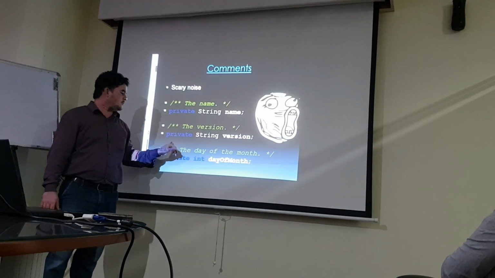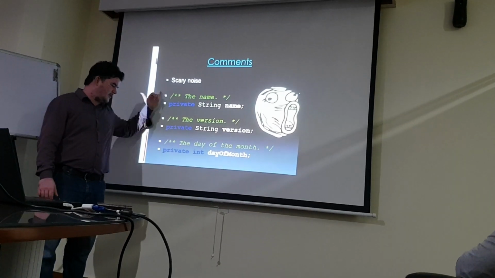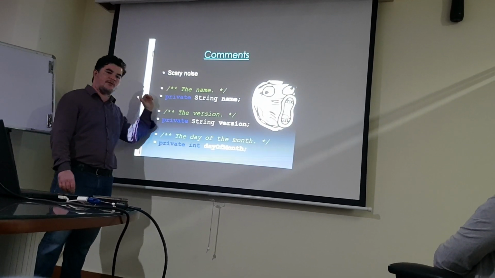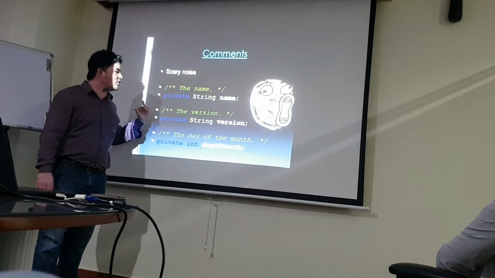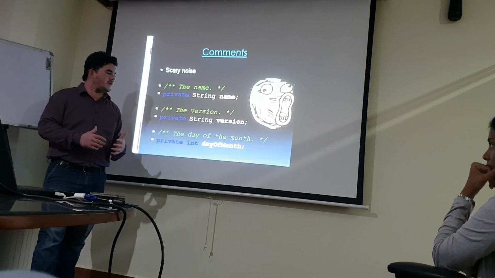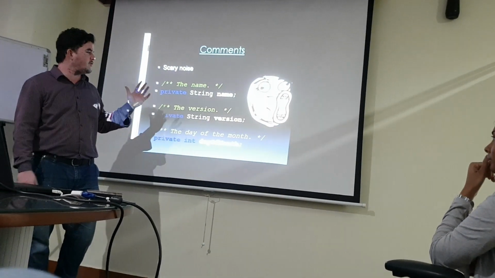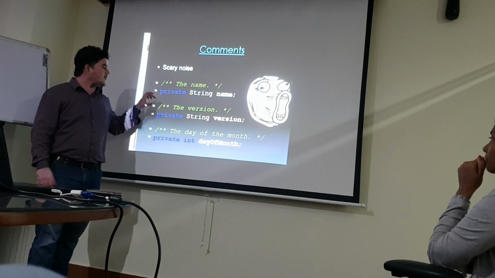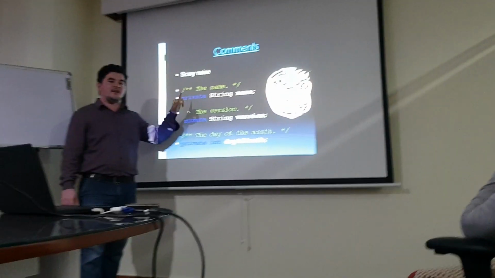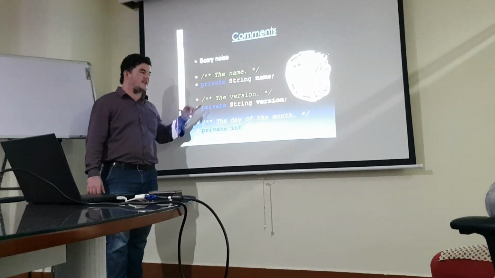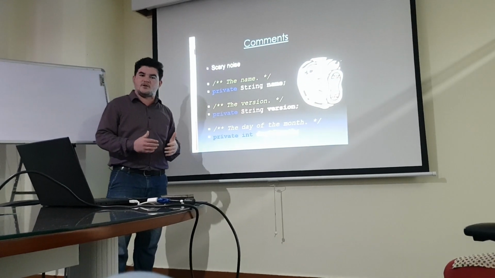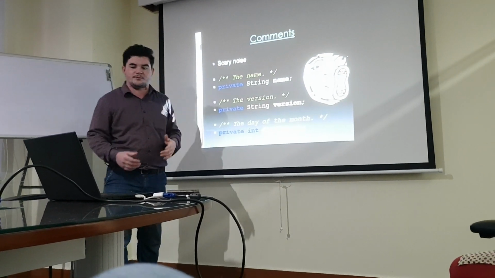The version, private string version. These are examples of bad comments, and we should not use this type of comments. It will affect not only the next programmer but also you when adding new functionalities, because we have to read them. The programmer tends to stop understanding the code and starts reading the comments, thinking that if he reads the comment he will understand how it's working better, but he won't.